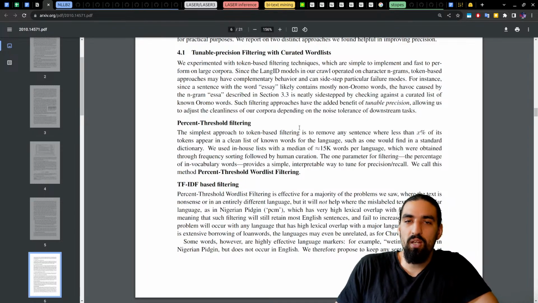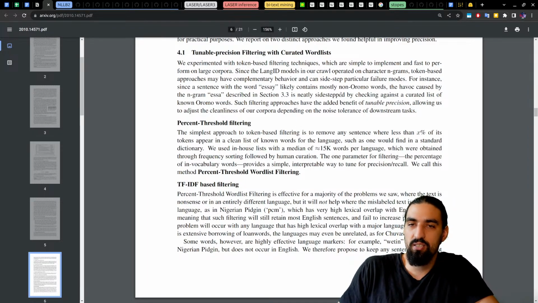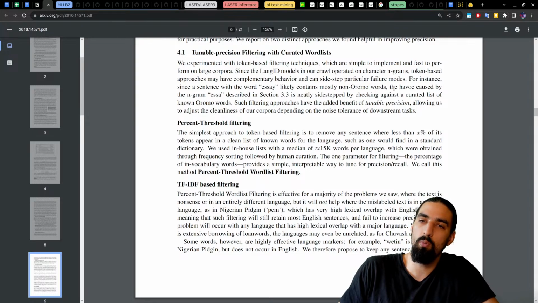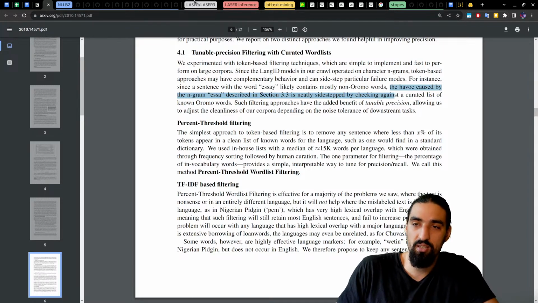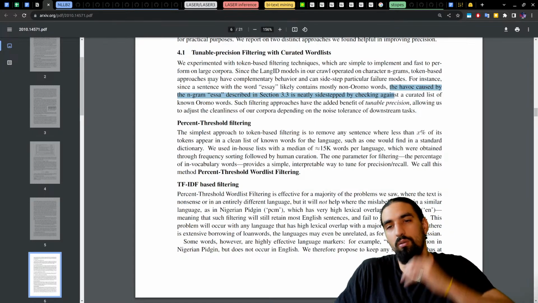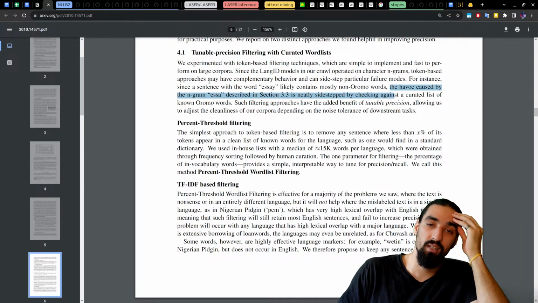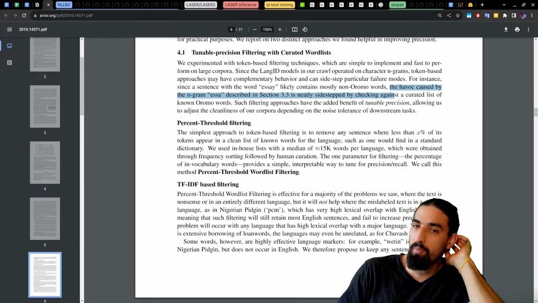Token-based approaches may have complementary behavior and can sidestep particular failure modes. For instance, since a sentence with the word essay likely contains mostly non-Oromo words, the havoc caused by the n-gram ESA described in section 3.3 is neatly sidestepped by checking against a curated list of known Oromo words. Such filtering approaches have the added benefit of tunable precision, allowing us to adjust the cleanliness of our corpora depending on the noise tolerance of downstream tasks.